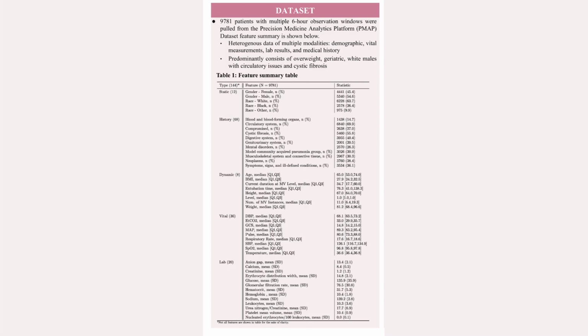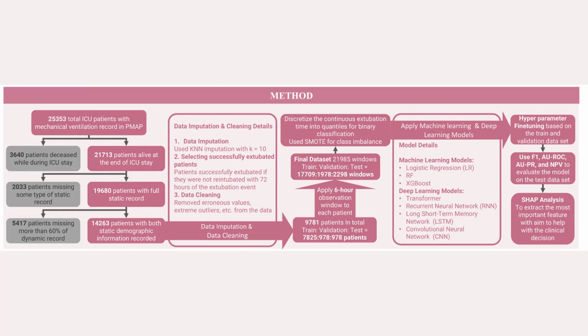Our dataset consisted of 9,781 adult patients recorded in the Johns Hopkins Precision Medicine Analytics Platform, also known as PMAP. These patients were filtered to include only those who had records of mechanical ventilation during their ICU stay. As shown in Table 1, most of these patients were geriatric white males with a recorded history of circulatory issues and/or cystic fibrosis.